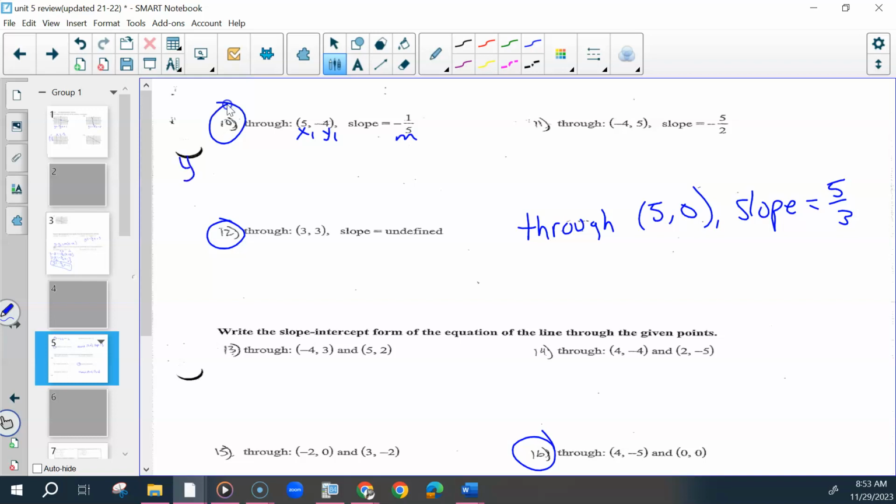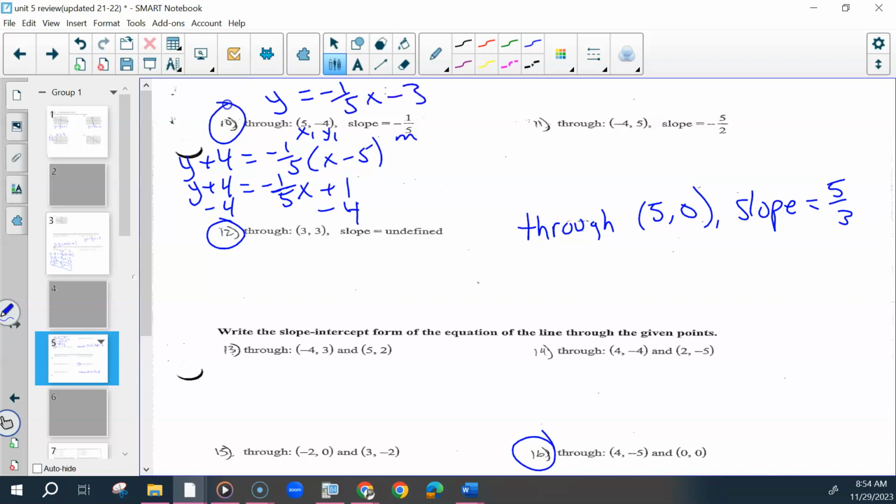So this would be y, you can put -4 or +4, equals -1/5 times x minus 5. Then distribute and solve. Be careful with your negatives. So your final answer would be y equals -1/5 x minus 3.